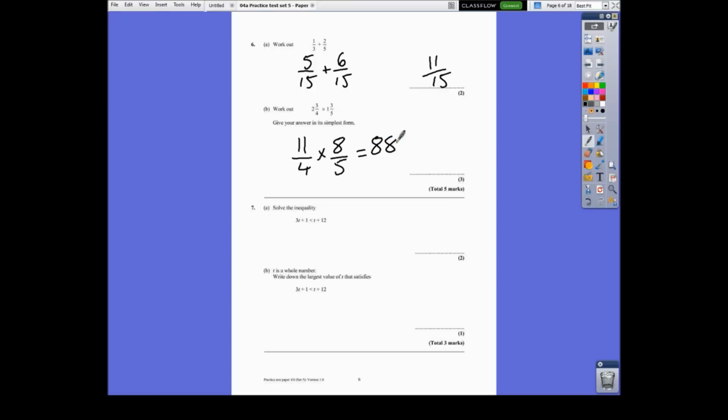To multiply fractions, we just do top times top, bottom times bottom. So that'll be 88 over 20, which can be written as 4 whole ones and 8 20ths. Now it asks for its simplest form, so that'd be 4 whole ones and 2 fifths.